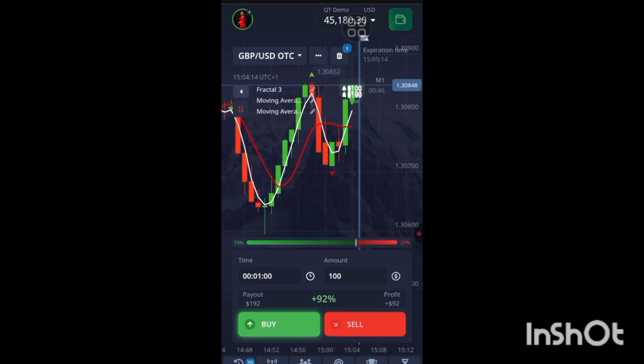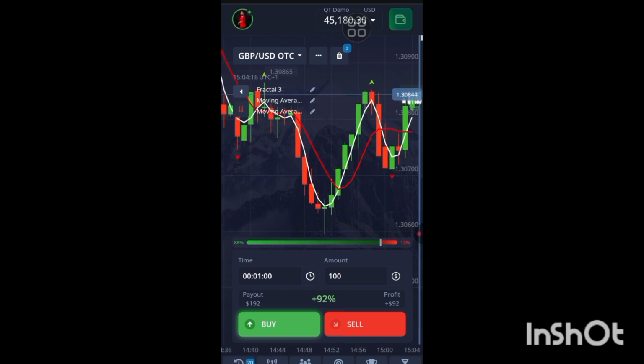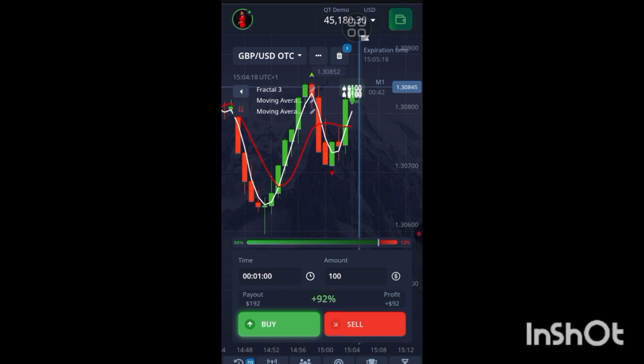So there was a signal. So this was a setup, and I've decided to take the trade. There was a crossing, and fractal also popped up its signal. So I took a buy trade.